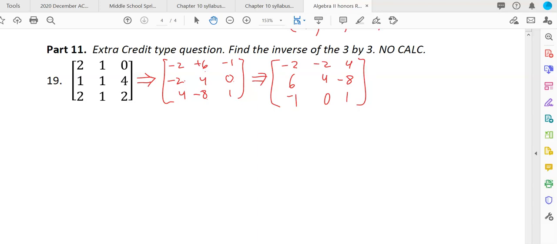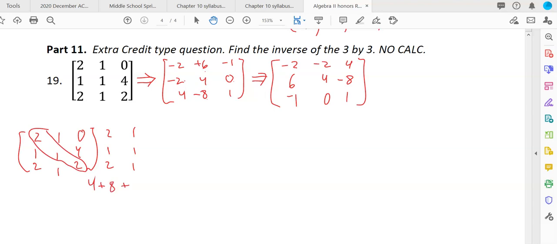Now you have to take the determinant of the original matrix. So I'm going to do that with the diagonals method. So this is going to be 2, 1, 2, 1, 1, 1, 0, 4, 2. 2, 1, 2, 1, 1, 1. So going diagonally here, first this way, so it's going to be 4 plus 8 plus 0. Going diagonally the other way, it's going to be 0 plus 8 plus 2, which is 10 and 12. So it should be 12 minus 10, which is 2. Okay, so that means I multiply everything by 1/2 here.